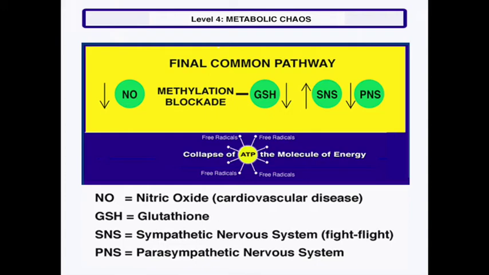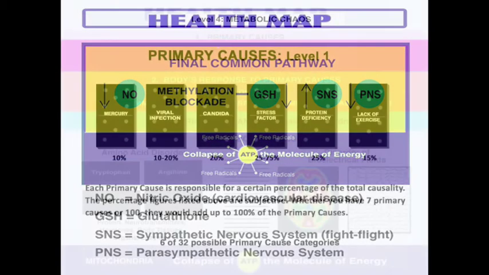The shift towards fight-or-flight physiology impairs the production of ATP. In cardiovascular disease, the collapse of nitric oxide, or NO, is the final common pathway. Nitric oxide does everything good that our blood vessels need.